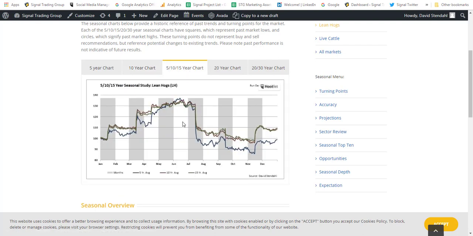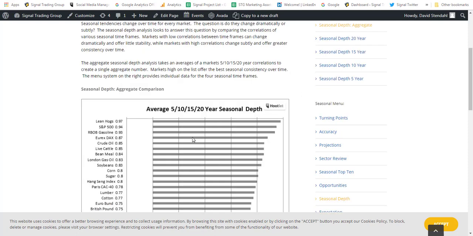If we take a look at a 10, a 15, and a 5, so a shorter term, you can see that this being mid-October right now, the trend is to the downside in all of the different time frames.